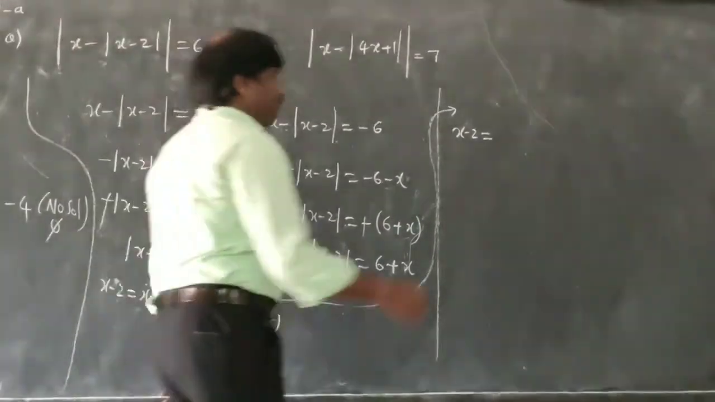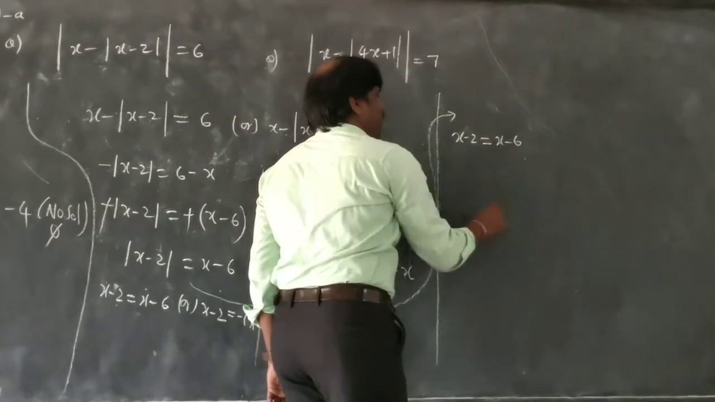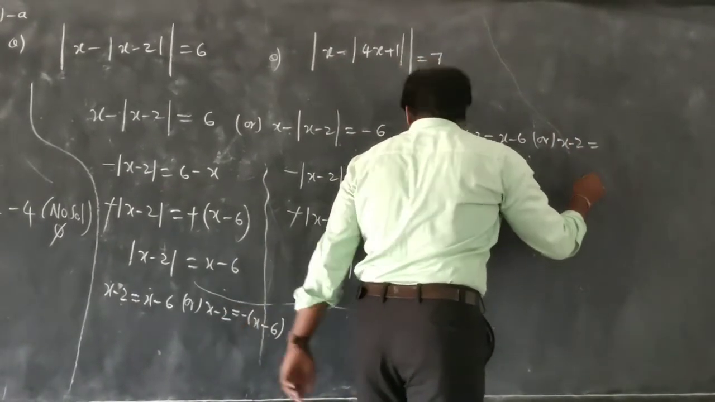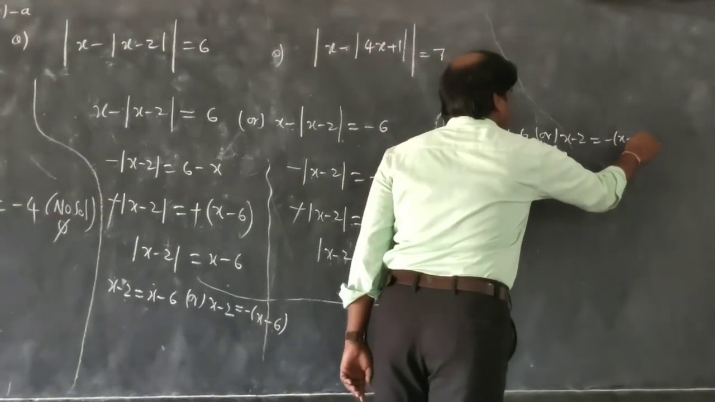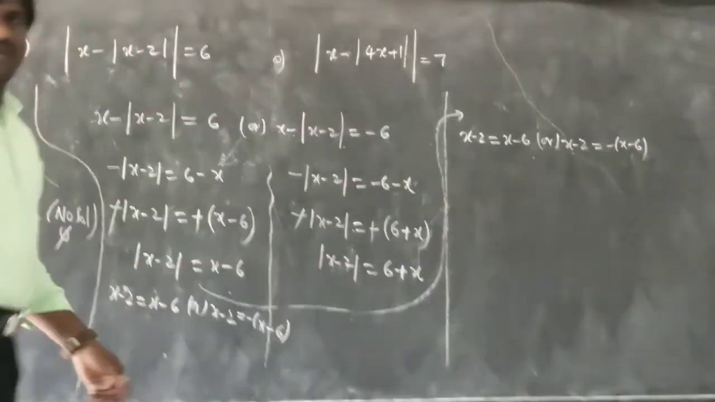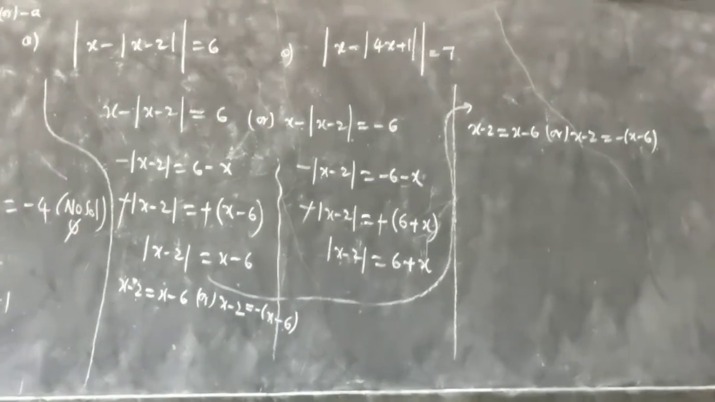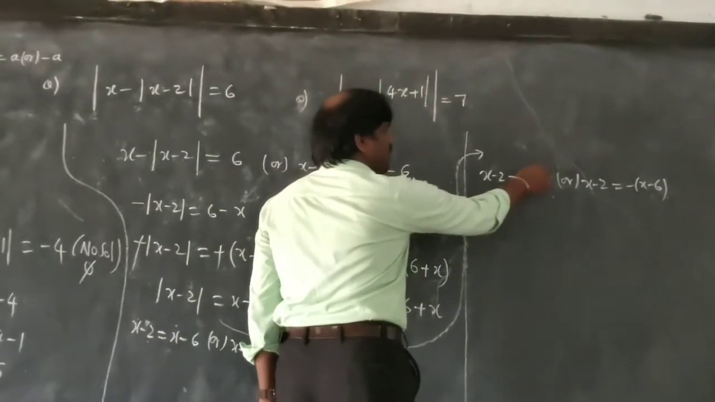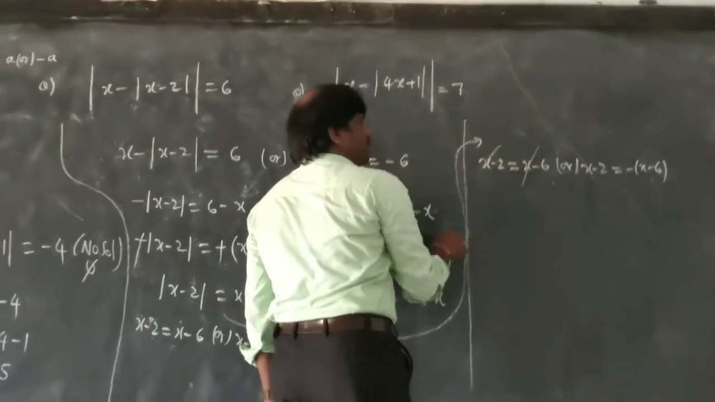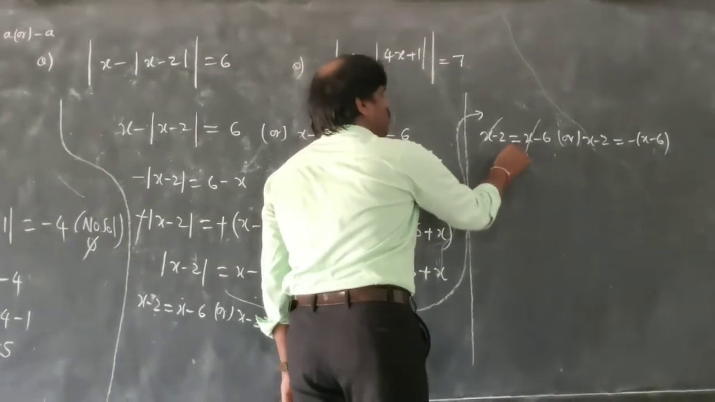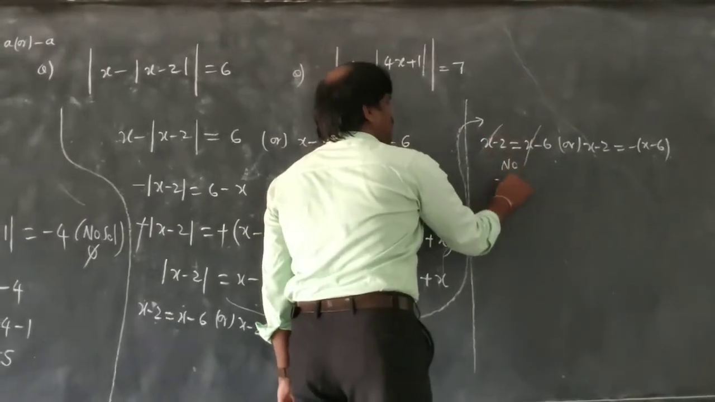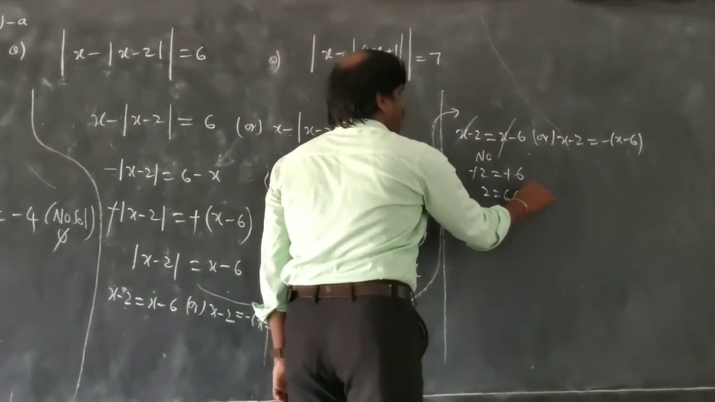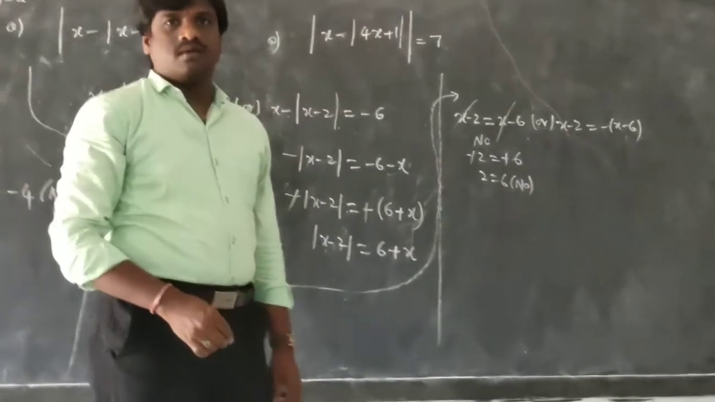Once I wrote with a positive sign and another time with a negative sign, that is minus of x minus 6. So once we are opening with a positive sign and once with a negative sign. See here, this x is there, no? This x and this x will cancel out. So from here no solution, because minus 2 is equal to minus 6, the x cancels, 2 is equal to 6, no solution here.